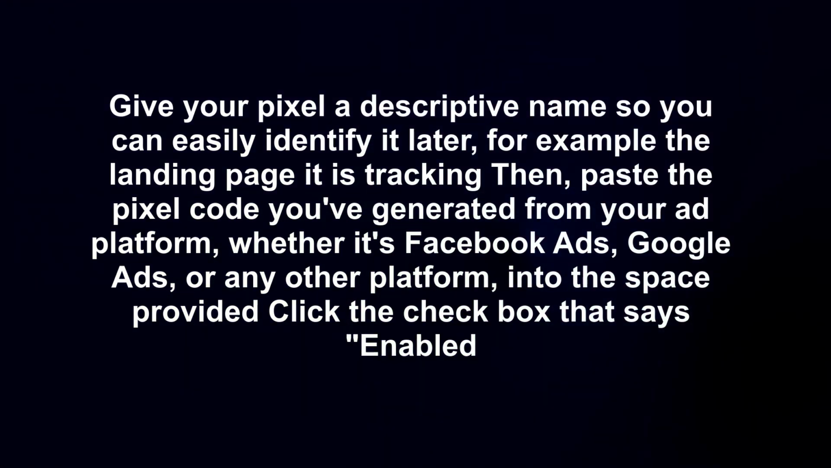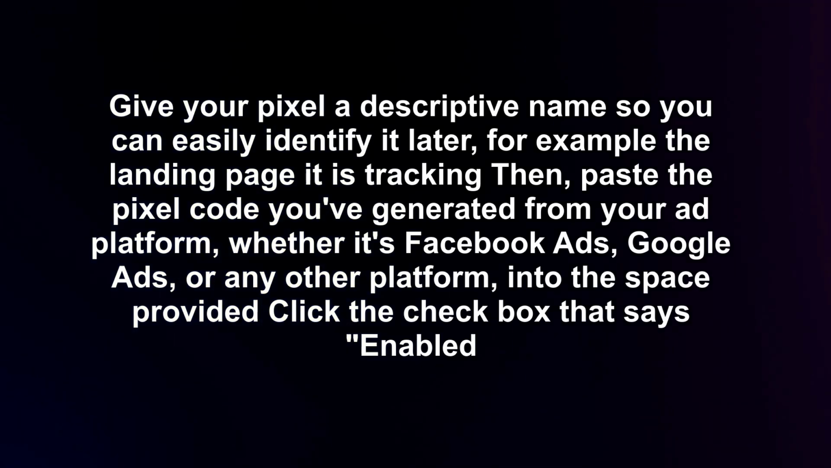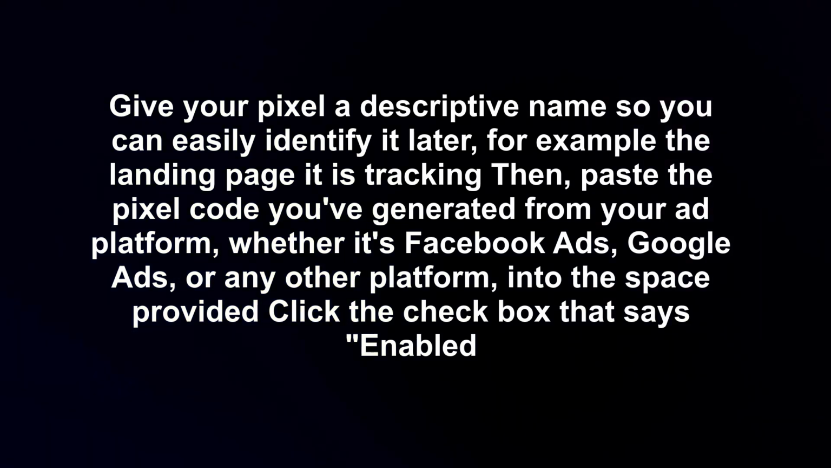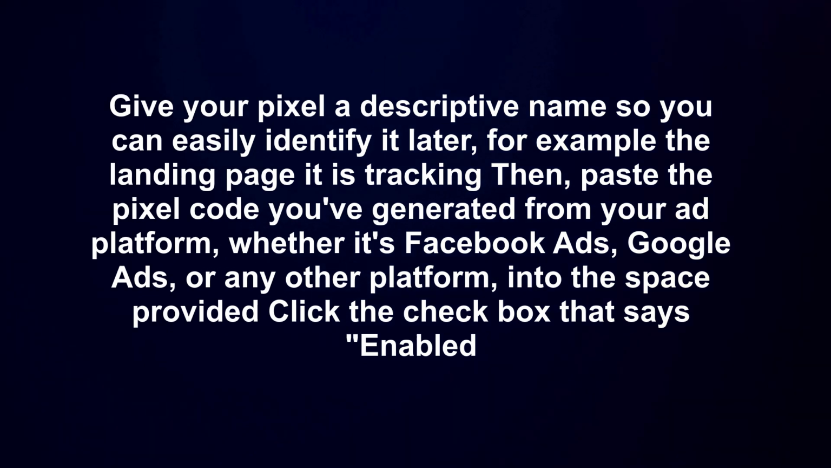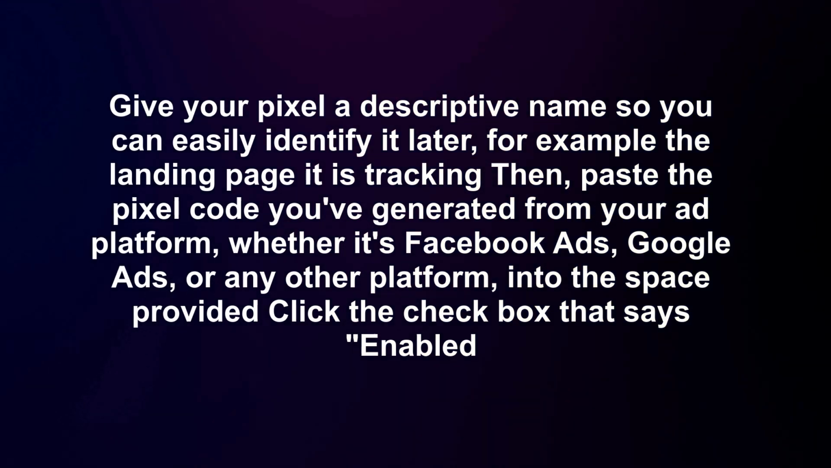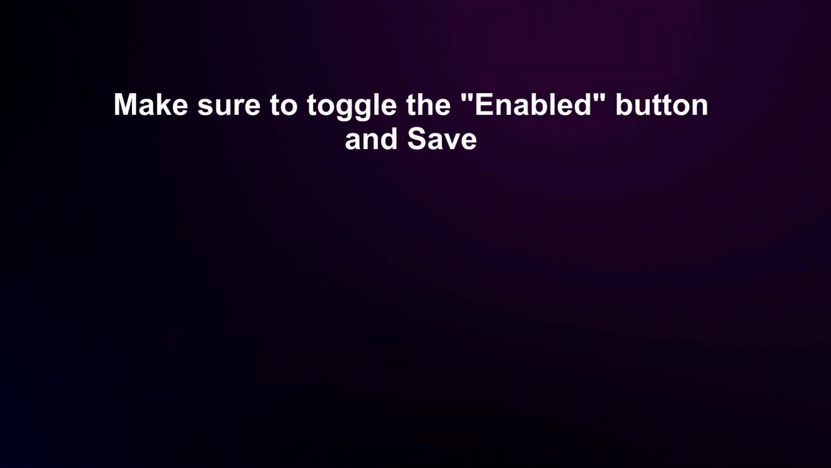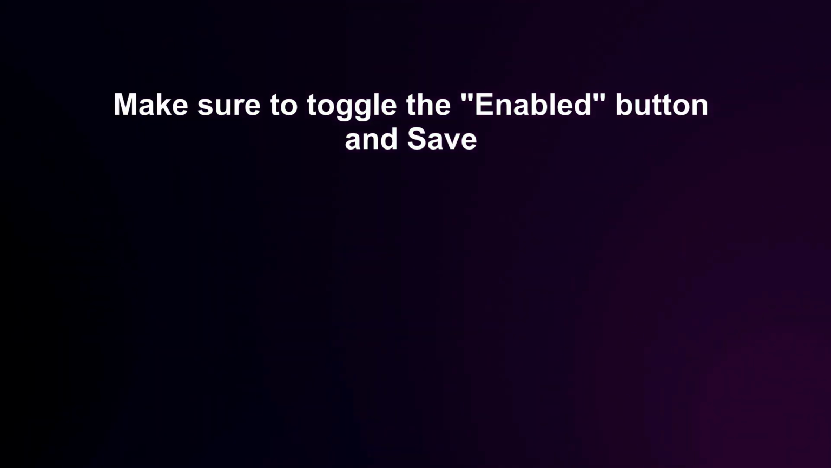Then, paste the pixel code you've generated from your ad platform, whether it's Facebook ads, Google ads, or any other platform, into the space provided. Click the checkbox that says Enabled. Make sure to toggle the Enabled button and save.